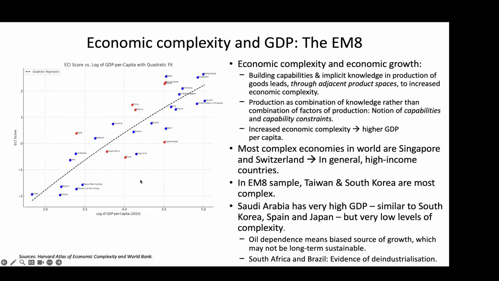There are some interesting stories to be told in the red dots. Saudi Arabia is a very rich economy, as rich as South Korea and Taiwan, which are also in our EM8, but the economic complexity score of Saudi Arabia is much, much lower. That's because, as we know, and I'll show you this, Saudi Arabia is oil dependent. That's all it produces, right? It does very little else. And so its economic complexity is lower, and its potential future threat to growth is higher relative to more complex economies.